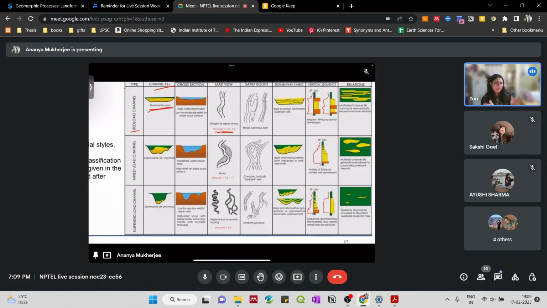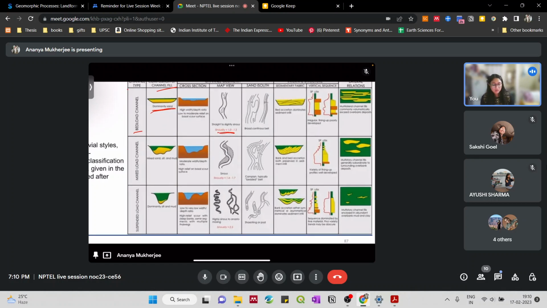I have taken this image because the diagrams are very easily understandable. You can pay no attention to anything that is given after the map view. You only need to understand the first 4 columns of this table.